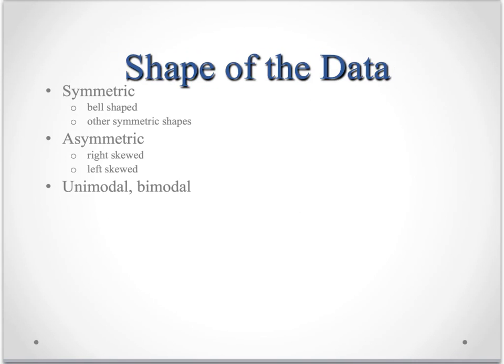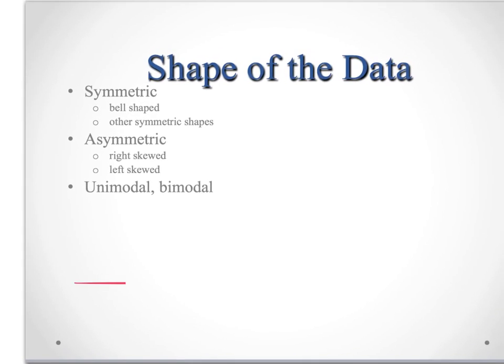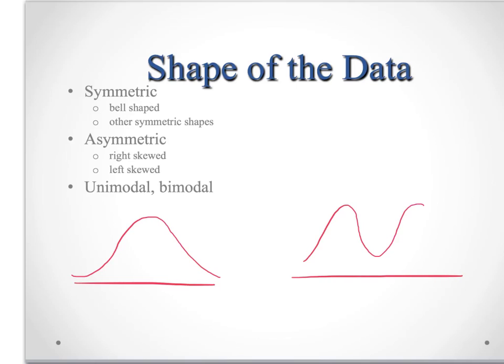So there are three different ways that we can talk about the shape of data. Data can be symmetric. It can be asymmetric, either left skewed or right skewed. And then we talk about something called unimodal or bimodal. So unimodal, it's going to have one peak to it. So something like this, where you have one peak, that would be unimodal. If you had two peaks, that would be bimodal.